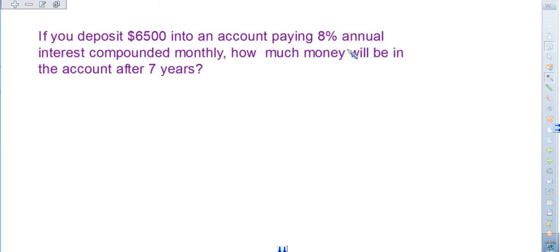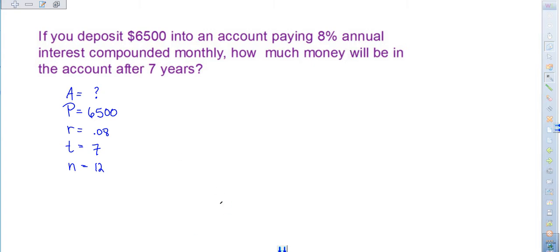So, our first question, okay, you can read it. But you need to go through and identify all the parts. So, here, after looking at it, our initial amount is $6,500. Our rate is always given as a decimal.